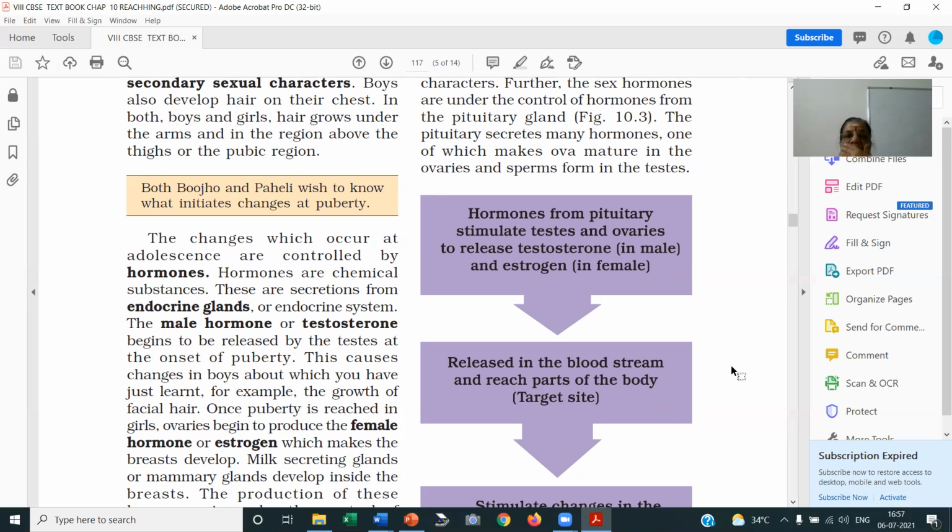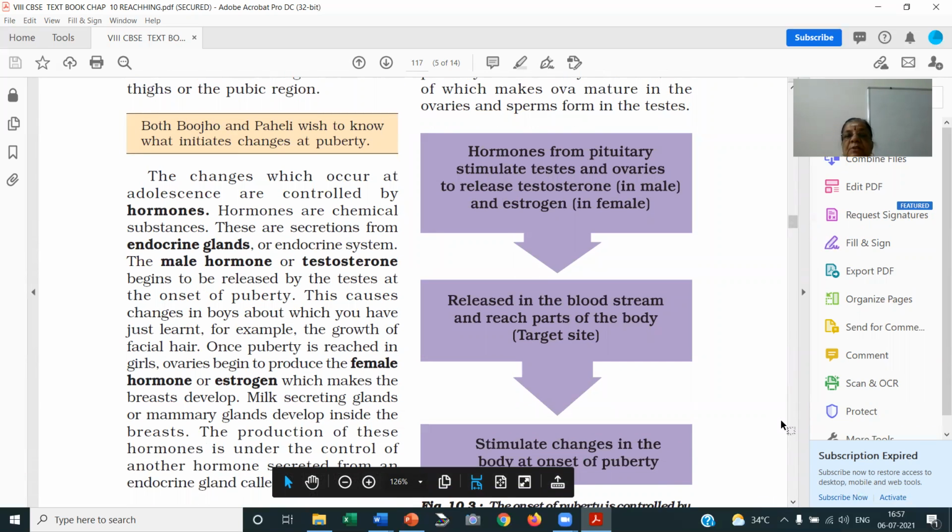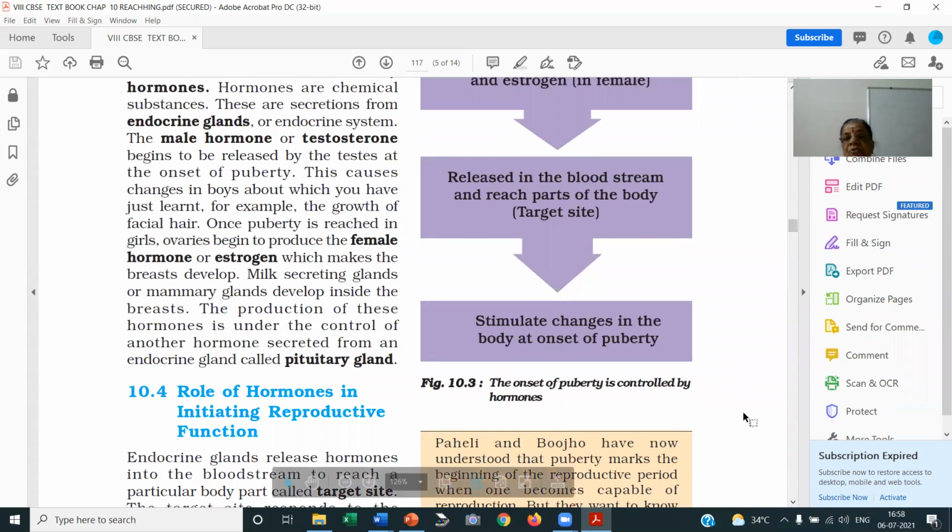So now these hormones, they are normally from the pituitary. Sex hormone and the flowchart: hormones from pituitary stimulate testes and ovaries to release testosterone in male and estrogen in female. Now released in the bloodstream, it reaches the part of the body that is called target organ or target site. Then it stimulates the changes in the body and the onset of puberty. I hope you follow. So this is the role of hormone, right?